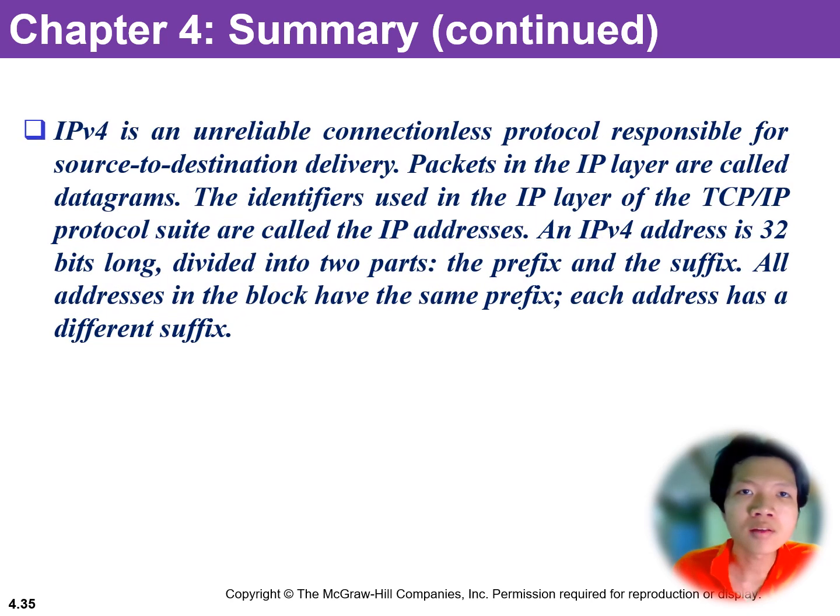IPv4 is an unreliable connectionless protocol responsible for source-to-destination delivery. Packets in the IP layer are called datagrams. The identifiers used in the IP layer of the TCP/IP protocol suite are called the IP addresses. An IPv4 address is 32 bits long, divided into two parts: the prefix and the suffix. All addresses in the block have the same prefix. Each address has a different suffix.